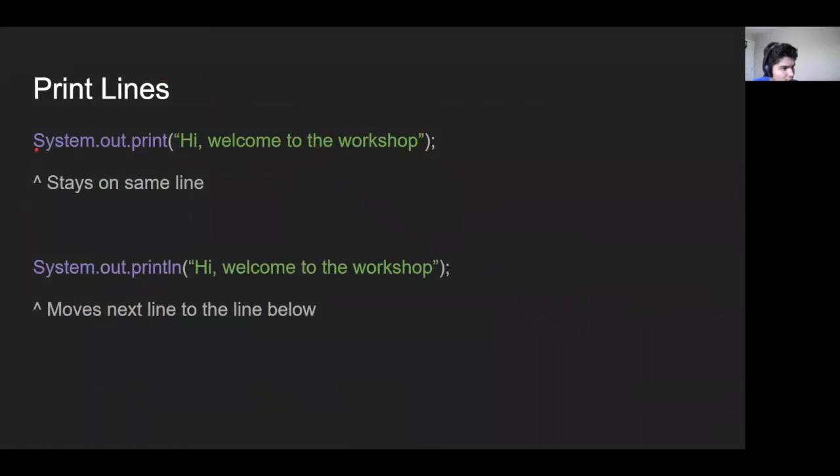Print lines. If we have System.out.print, and then in quotations type something out and end with a semicolon, that print statement would stay on the same line. For example, "Hi, welcome to the workshop" would just be on one line. And if we have System.out.println, and then "Hi, welcome to the workshop" in quotations ending with a semicolon, the next time you print something out, it will move to the next line instead of just a continuation onto the same line.